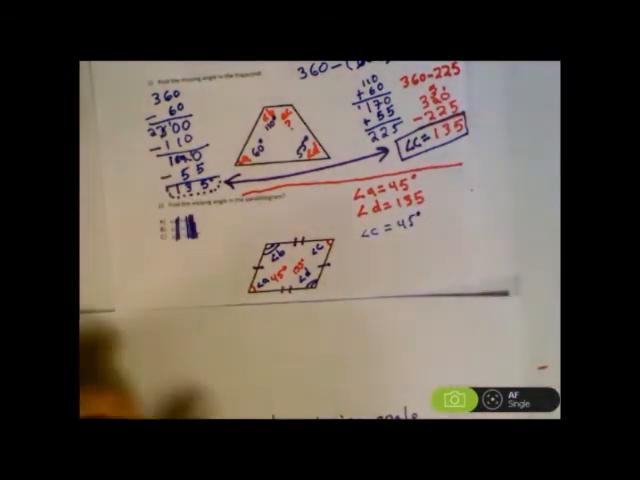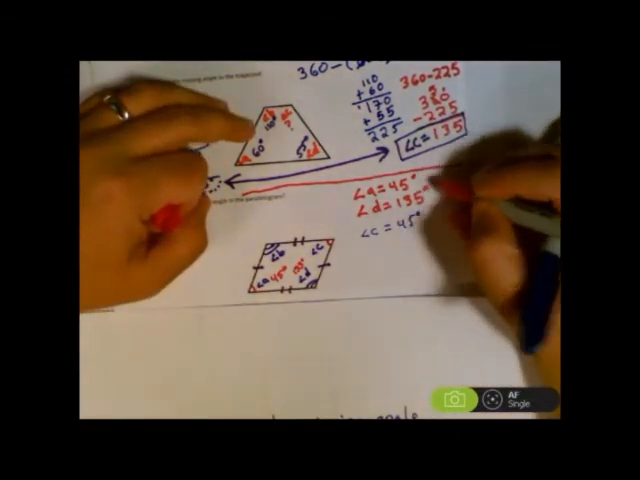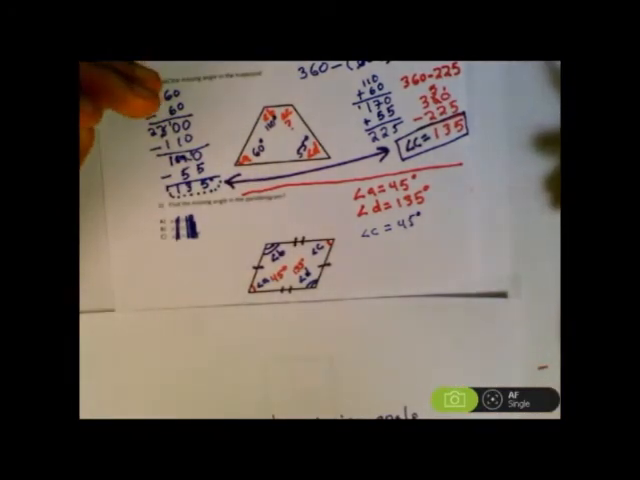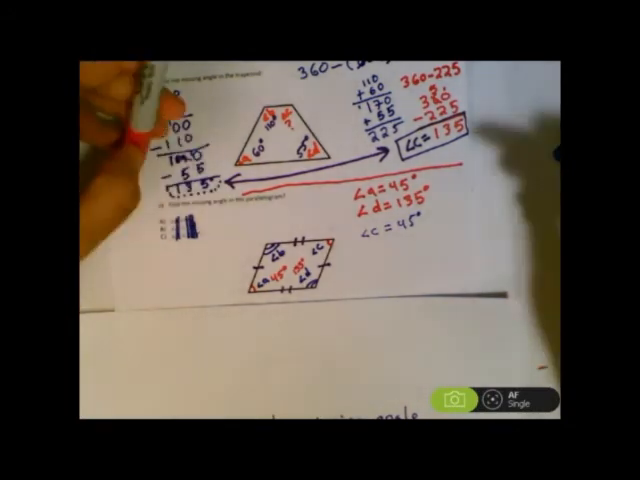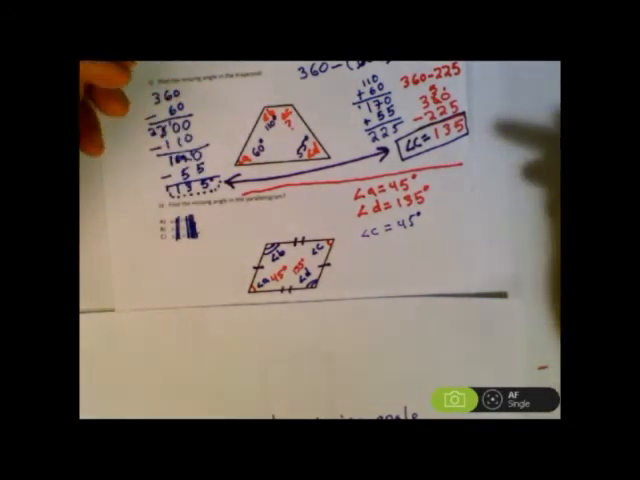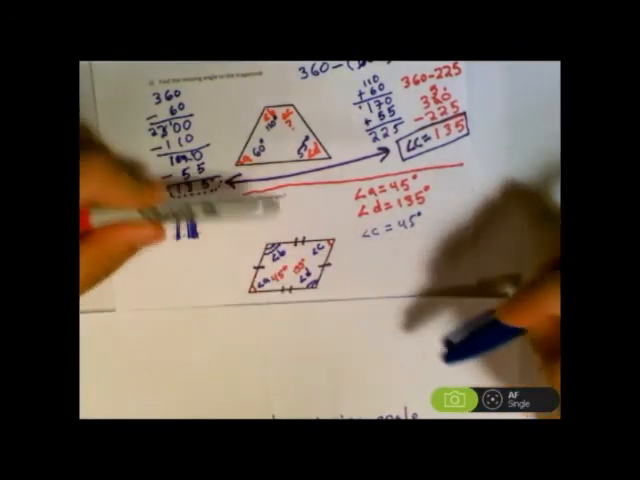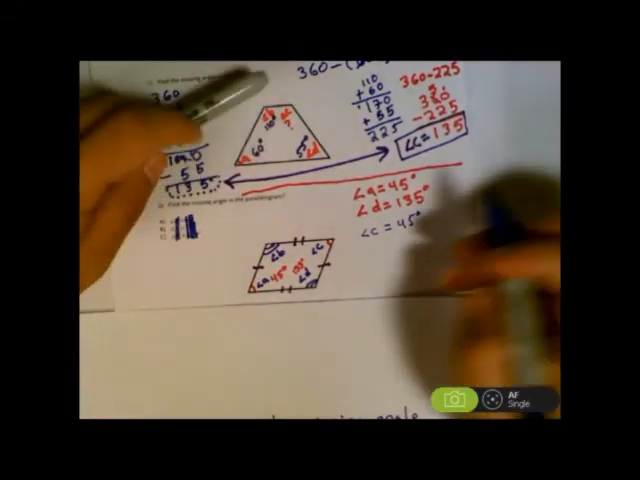I forgot my little degree mark here. And for the fun of it, let's figure out angle B. What's angle B? By the rule again, opposite angles are going to be congruent in a parallelogram. So if we know angle D, what is angle B? 135 degrees.